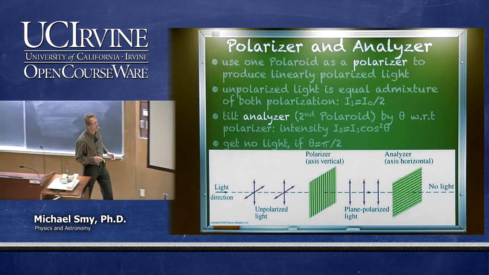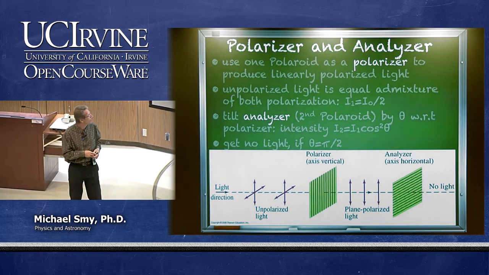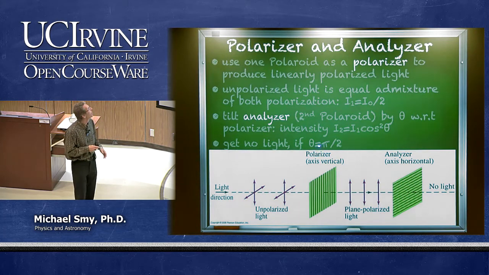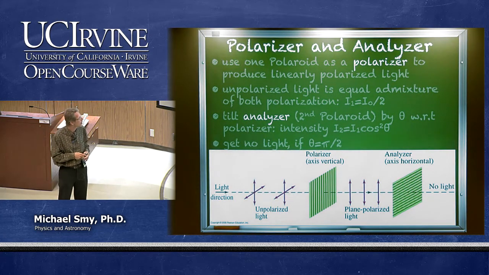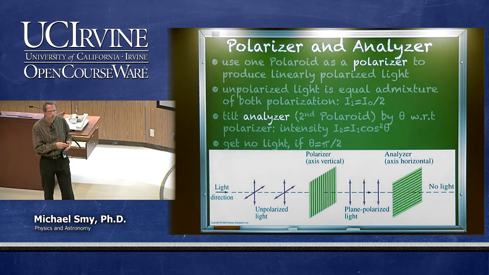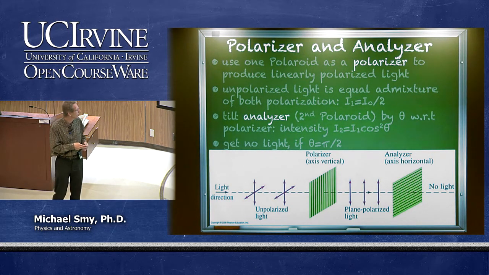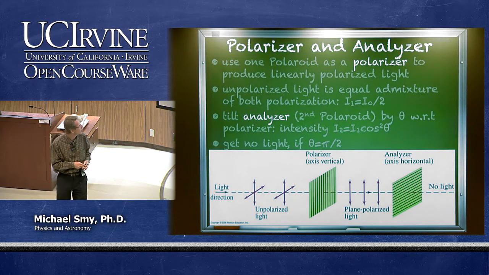If we have now a setup with unpolarized light and two of those Polaroids, then we use the first one as a polarizer and the second one as an analyzer. And what that means is that the polarizer converts the unpolarized light, which we consider to consist of an equal admixture of horizontal and vertical polarization. It passes through the polarizer, and then it's completely vertically polarized.